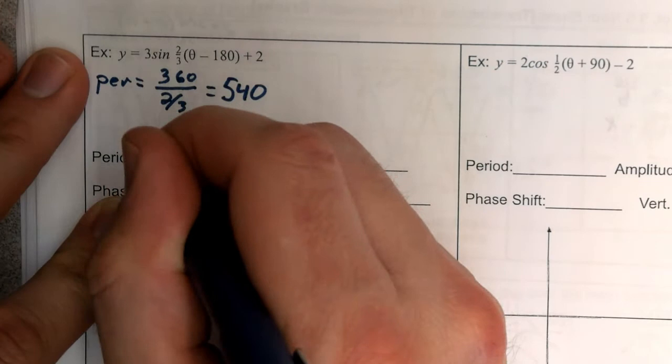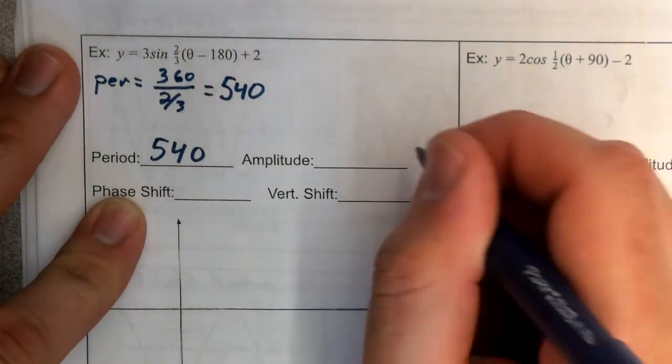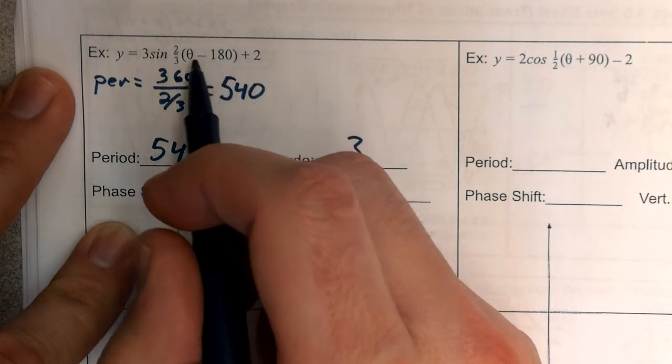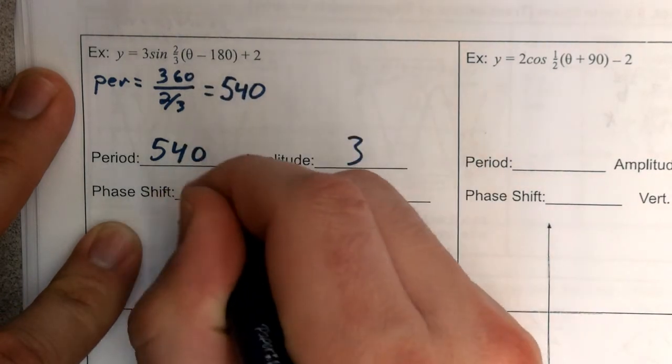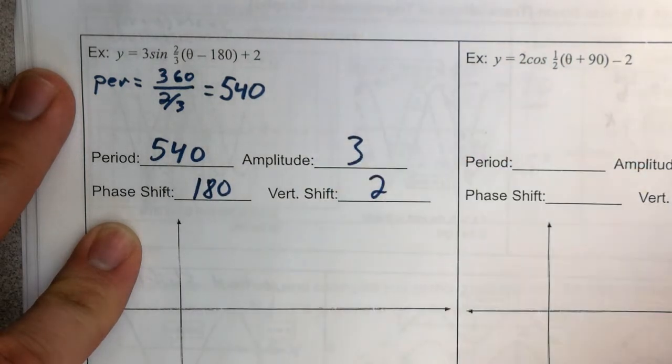Okay, so we got that. The amplitude is whatever number is out in front, and we take the positive of it. It's 3, so the amplitude is 3. The phase shift is going to be positive 180 because it's minus 180 here, so positive 180 degrees. And the vertical shift is 2. Vertical shift is 2 there.